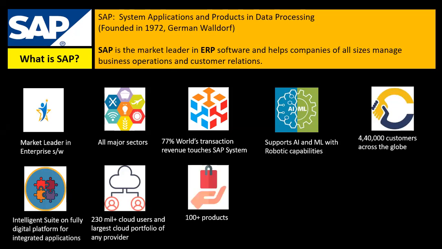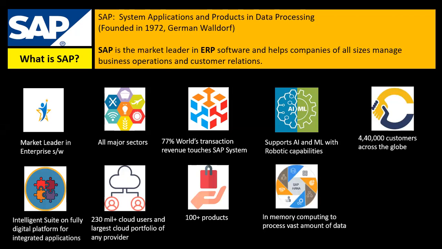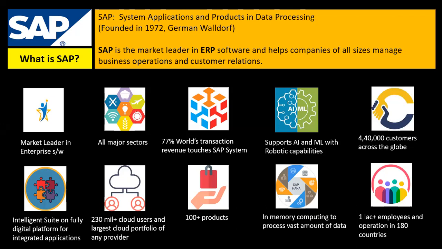SAP offers 100 plus products in various sectors and various domains. As you all know, SAP HANA is the famous product. It's in-memory computing to process vast amounts of data. And SAP has approximately 1 lakh plus employees around the globe, spread across 180 countries. So that's a brief about SAP's current market position.